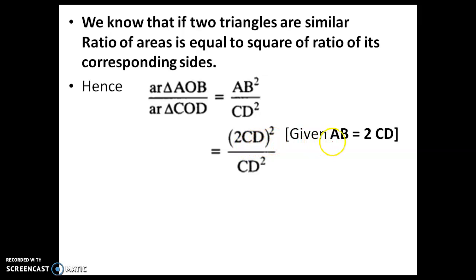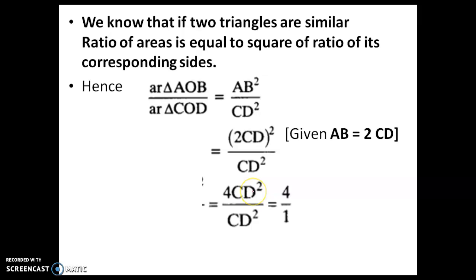Given AB equal to 2CD. It's already given. So instead of AB, we are going to write 2CD. And one more square is there, so don't forget that you have to write the square also. So now first do the square. 2 square is 4. That's why you are getting 4 here. We are going to remove the bracket and do the square. First do that. So 2 will become 4 here.